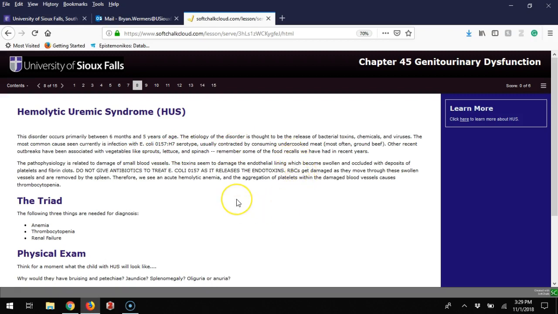The one thing that makes this kind of interesting is that we do not want to give antibiotics for these patients. Oftentimes they have significant diarrhea because of these things. But if you give the antibiotics, you lyse all these cells all at once and release all those endotoxins, and it's really hard on the kidneys at that point in time. If that happens, they probably will go into a renal failure, and dialysis will be recommended.